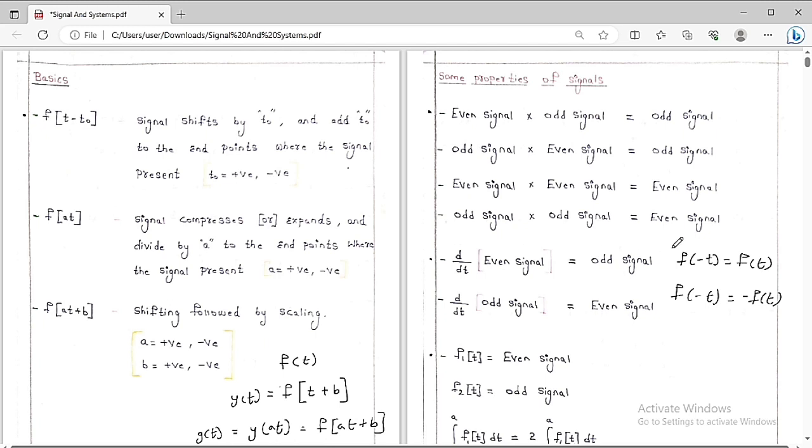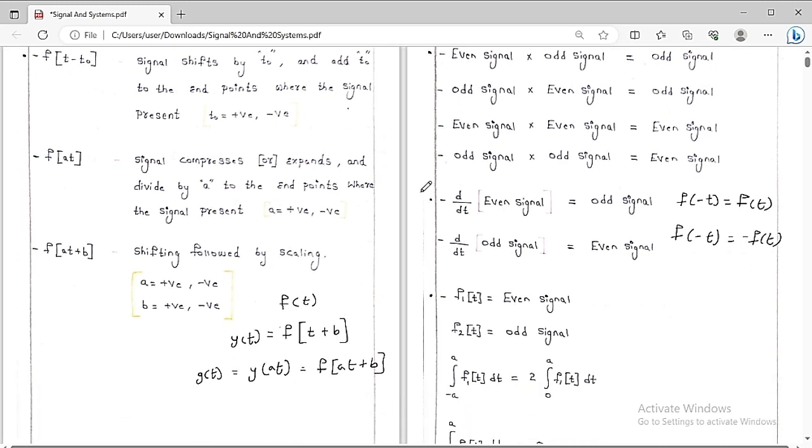So listen carefully. What is the meaning of even signal? If f of minus t is equal to f of t, then we say it is an even signal. And odd signal means f of minus t is equal to minus f of t. Then this is called the odd signal. The derivative of an even signal gives an odd signal, and the derivative of an odd signal gives an even signal. So vice versa. The derivative of an even signal, we get an odd signal. The derivative of an odd signal, we get an even signal.